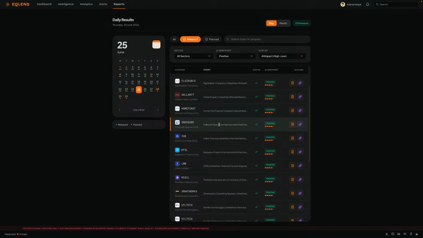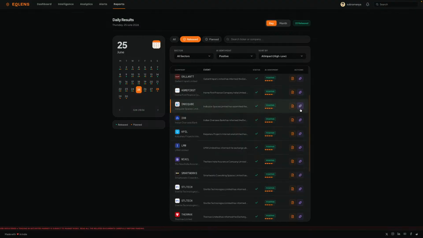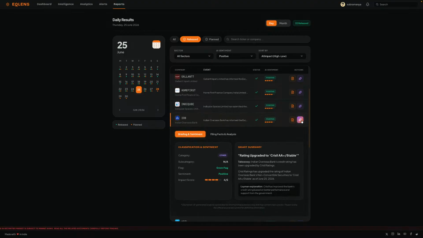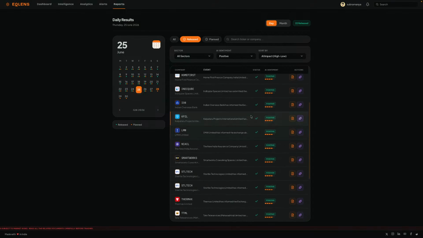IndiCube submitted the report. Postal ballot. Okay, it's other approval of result of postal ballot. Okay. Next, IOB. Rating upgraded to CRISIL AA plus stable. All right, this is also a rating, just the way we had that.